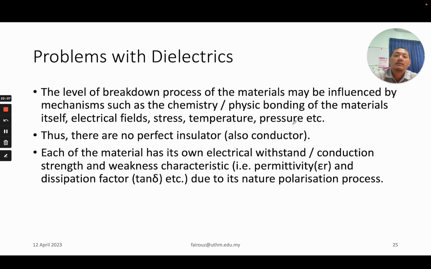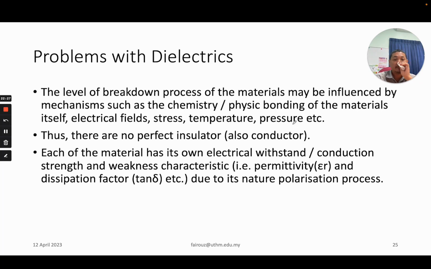Each of the materials has its own electric withstand. Glass, oil, paper, air, they have their own electrical withstand value, the electric strength, right?